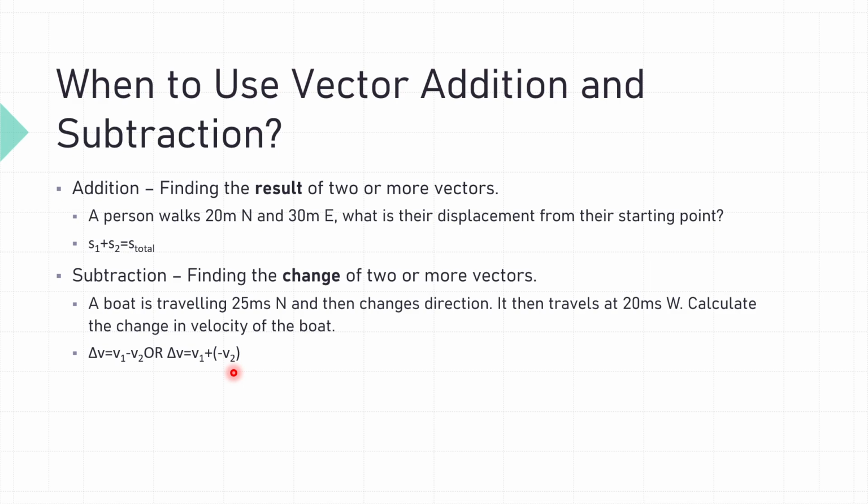And that can be a way to graphically resolve a lot of these change in velocity questions where we have vectors going in different directions. An example question that we could do is that a boat is traveling at 25 meters per second north. Just noticed a typo there. I'm just going to do a little correction, but it's 25 meters per second north, and then it changes direction. It then travels at 20 meters per second west. And if we were to be asked to calculate the change in velocity of the boat, what we should do is take vector 1, which is at 25 meters per second north, and add to it the negative of vector 2.